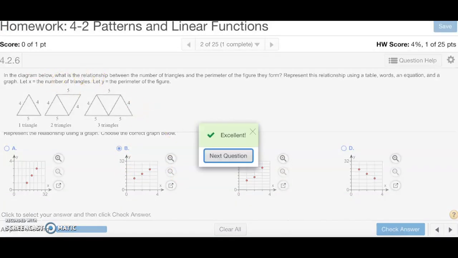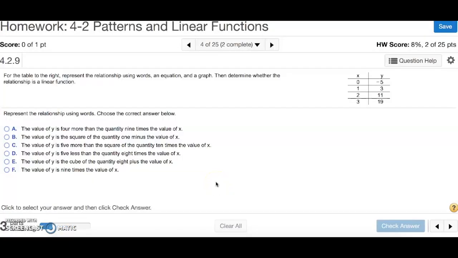And that's number 2. Table to the right, represent the relationship using words, an equation, and a graph. Then determine whether the relationship is a linear function. So looking at the x's, it is increasing by one from value to the next. Looking at the y's, you're increasing by 8 on each one. Now when you're increasing by 8 on each one, that means my rate of change is going to be 8.